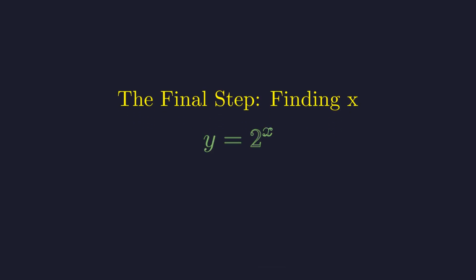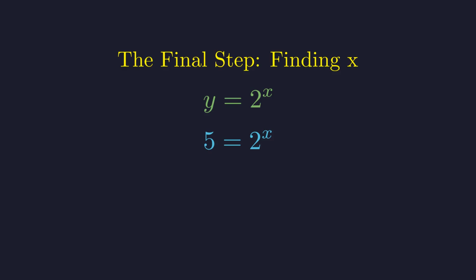Now we can finally solve for our original variable x. We're almost there. We found y equals 5, but the original question asked for x. So we substitute y equals 5 back into our definition. We have 5 equals 2 to the power of x. How do we isolate x when it's an exponent?